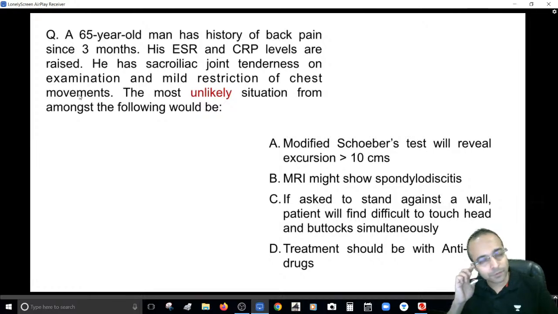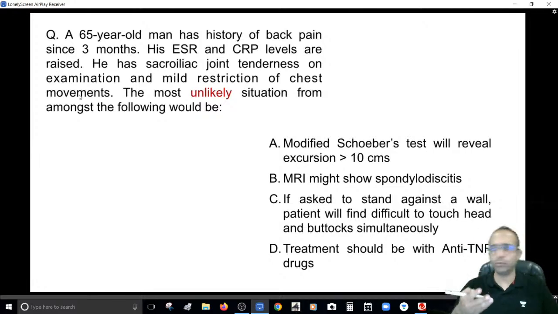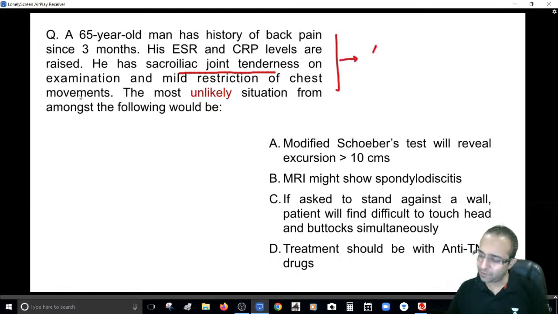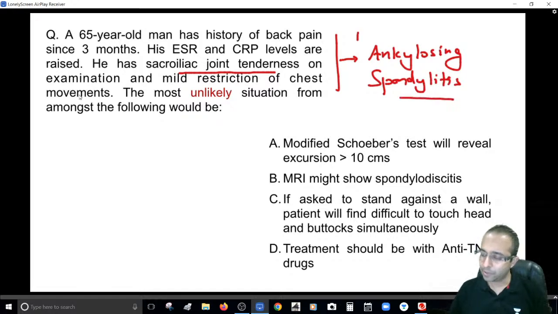Okay, now this particular question, I don't think I need to speak to you the diagnosis here. Everything is given in the question very nicely. 65-year-old male, he's come to you with a history of back pain that's been there since 3 months. His ESR CRP levels are raised and he has sacroiliac joint tenderness, the golden point. So I think good enough to tell you from this history that what this examiner is talking of is about this condition, ankylosing spondylitis. Perfect enough. Wonderful, I know.